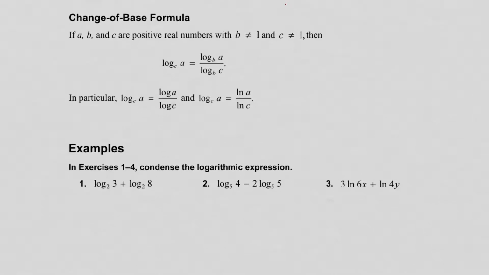Now the change of base formula, again, a, b, and c are positive real numbers. We don't want b to be 1, and we also don't want c to be 1. Then the log base c of a is equal to the log base b of a divided by the log base b of c. So in particular, we're going to look at this where the log base c of a equals the log of a divided by the log of c, and the log base c of a can also be written as the natural log of a divided by the natural log of c. So that gets rid of that base number and puts it in the common log.